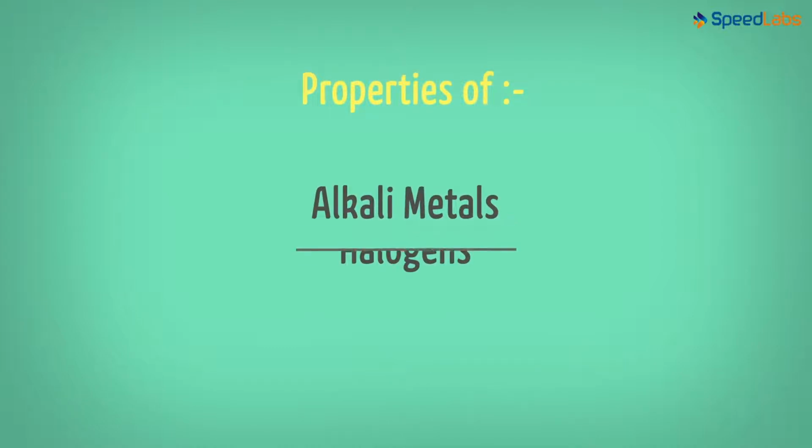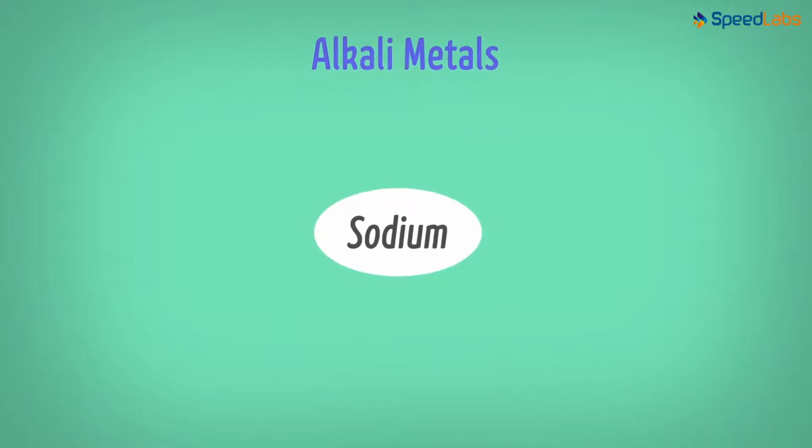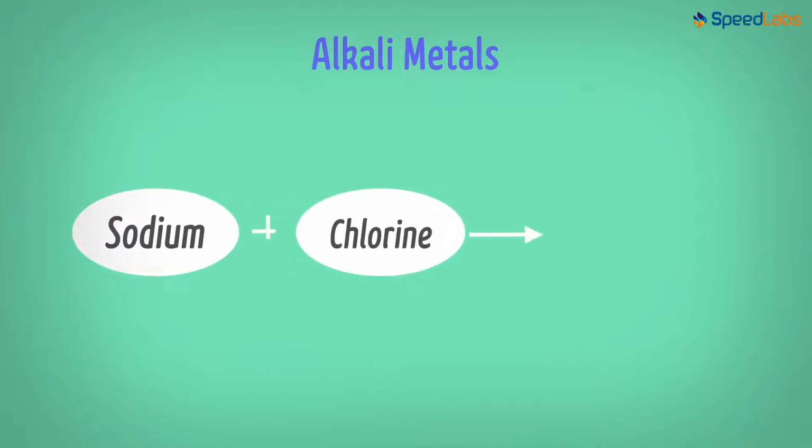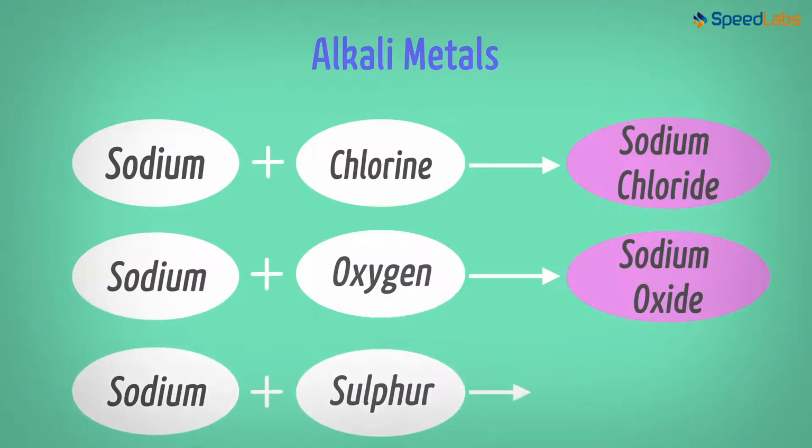Let's talk about the alkali metals first. We know that these react with a variety of other elements spontaneously. Say we take sodium as a representative of this group. Sodium reacts with many elements. For instance, it reacts with halogens like chlorine to give sodium chloride. It reacts with oxygen to form sodium oxide. Lastly, it reacts with sulfur to give sodium sulfide.